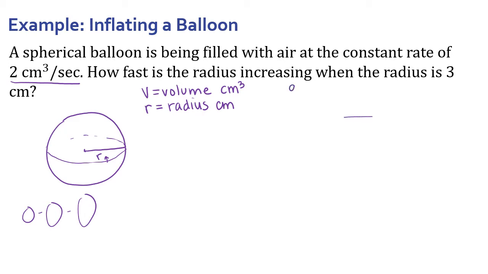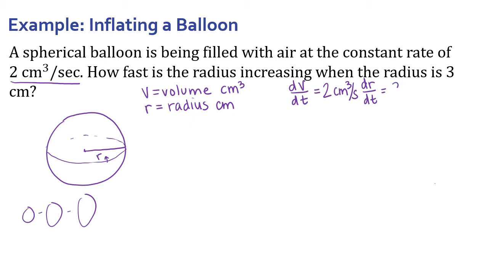So we're going to have the rate of the volume with respect to time, because the more time that goes on, that volume is going to change. And we have the rate the radius is changing with respect to time. So we know that the volume is changing at a constant rate. So no matter what time it is, that volume is still going to be 2 centimeters cubed per second.